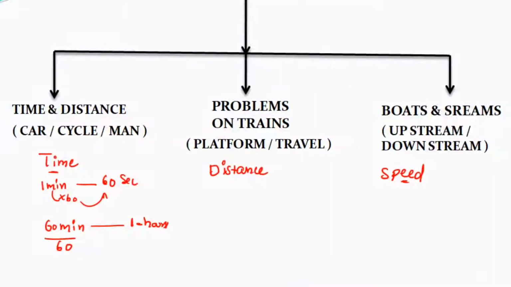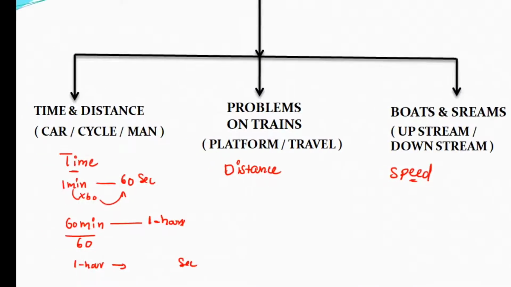Next, 1 hour is equal to how many seconds? 1 hour is equal to 60 minutes, and 1 minute is equal to 60 seconds. So 1 hour is equal to 3600 seconds.